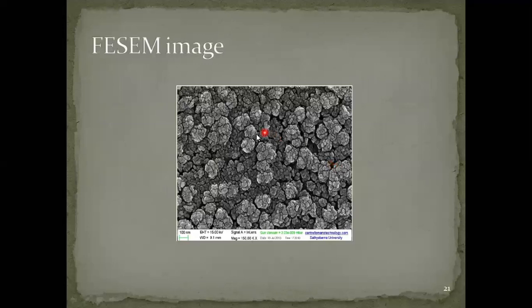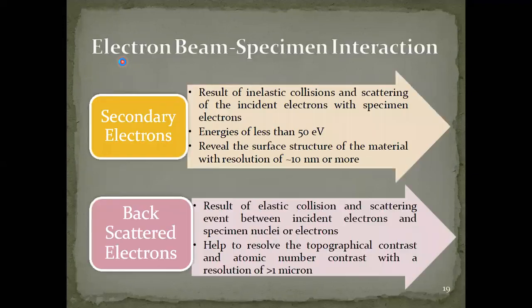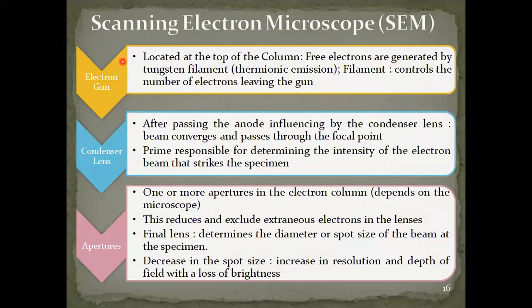So this is the SEM image, and this is the FE-SEM image. Here I want to tell you that there is a slight difference between SEM and FE-SEM. SEM is the scanning electron microscope, and FE-SEM is the field emission scanning electron microscope. The difference is that in FE-SEM we have a field emission gun, as we have seen here.